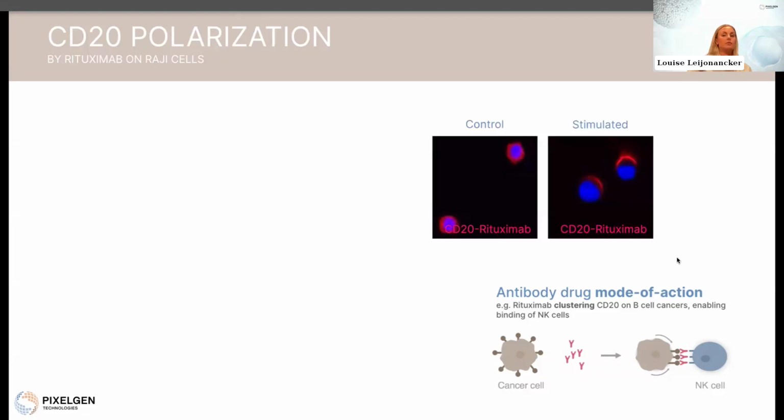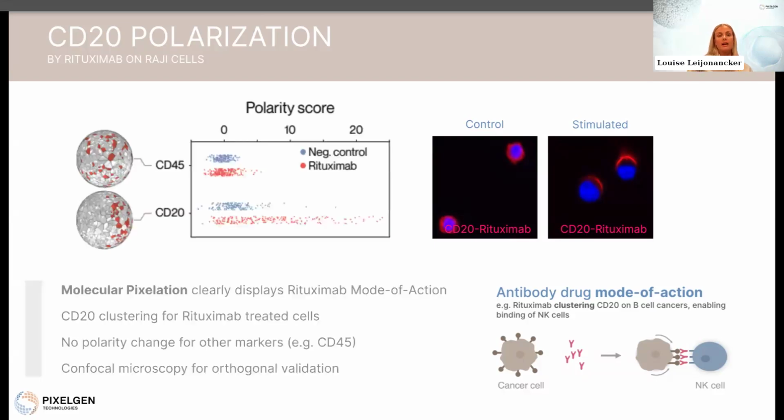And then you can see that for the control, CD20 is randomly dispersed on the cell surface, whereas for the stimulated cells, it is actually polarizing to one end of the cell. So then we ran this through molecular pixelation, and we were able to see the same thing. You can see here in blue, you have the negative control, whereas in red, you have rituximab treated.